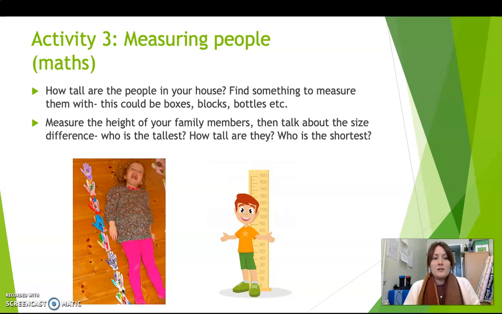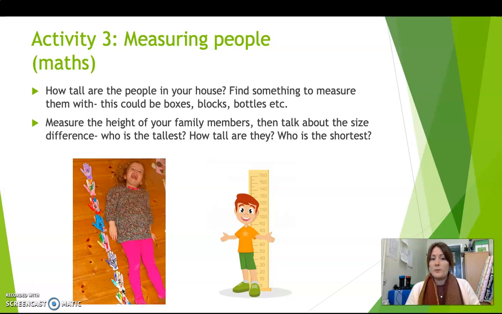Activity number 3, you're going to do some measuring today, measuring people. So like the beanstalks had grown really tall, I want to see how tall people are in your house. So find something to measure them with. You could use, if you have a tape measure, then brilliant. So you can see what number it goes up to on the tape measure. If you don't, then you could use anything. Be really creative with your measuring.